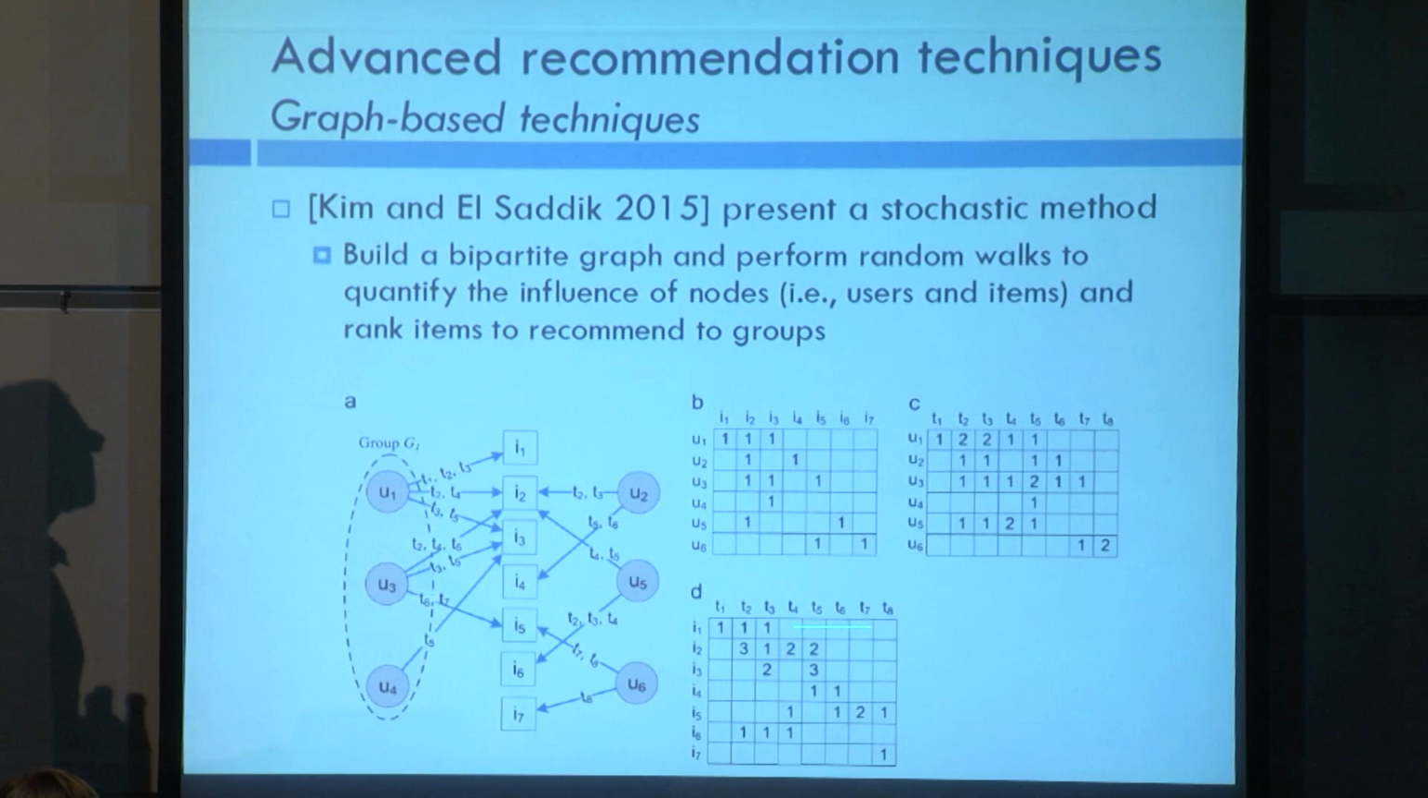So basically, they build these matrices, for example, one for the users and the items, or for the users and the tags, or for the items and the tags. And as I said earlier, they perform these random walks in order to decide what should be recommended to the group as a whole.